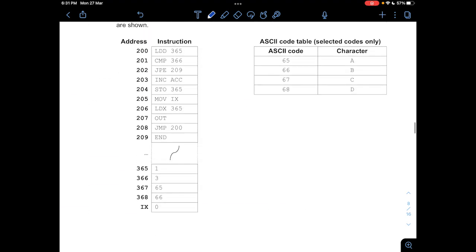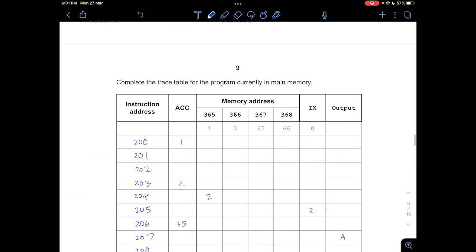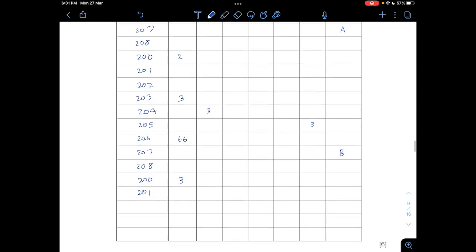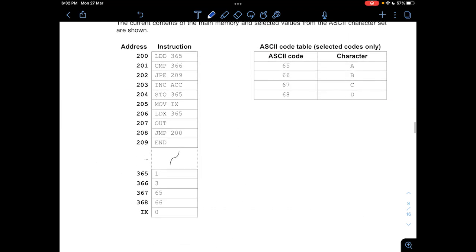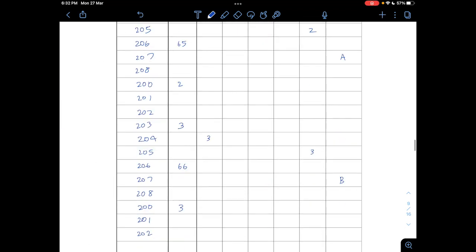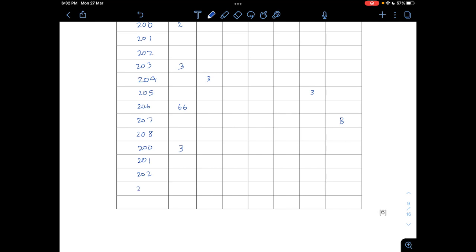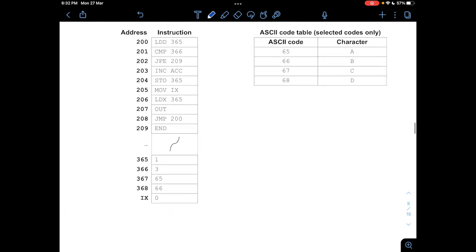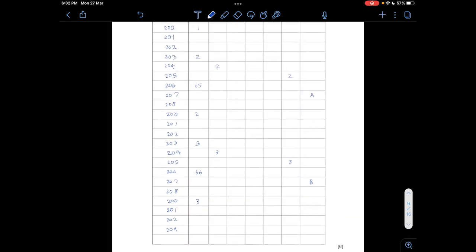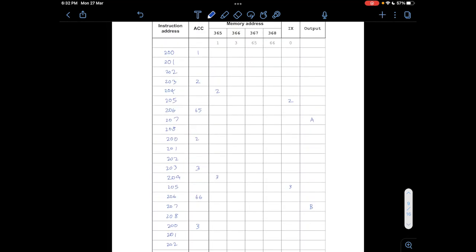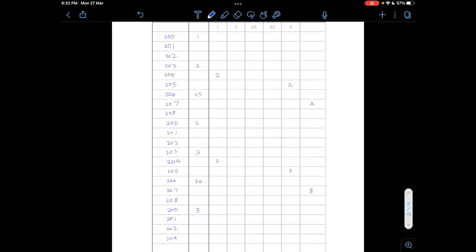201 is compare 366. Now 366 is 3 and the accumulator is 3, so it's true. So 202 is jump to 209 if it's true, so we're going to jump directly to 209. And 209 itself is N, so that means that we have stopped. The trace table will be like this. Alright, so hope you get an idea of how to do trace table.